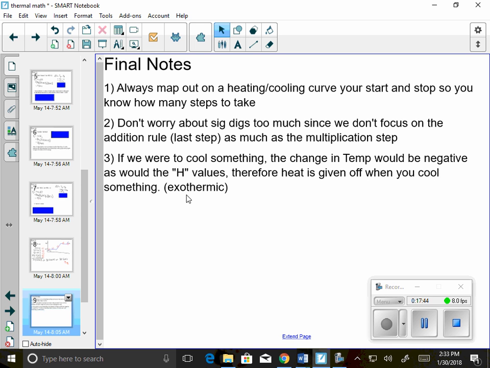We are going to be going over this more in the next unit as well, but when you see a positive value for your heat, your Q value, that is going to refer to as endothermic. Heat is put in. For this particular problem, it was exothermic, however, heat was removed.